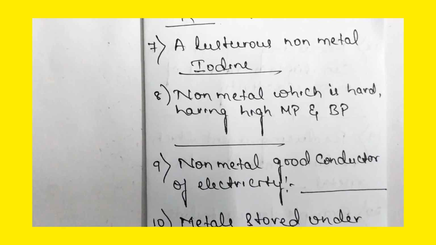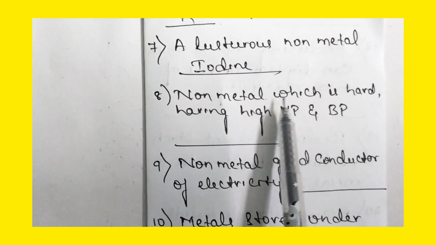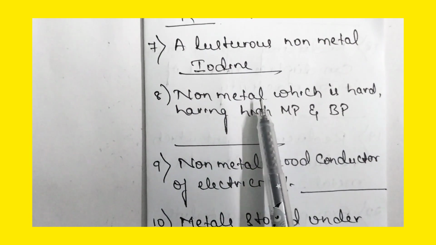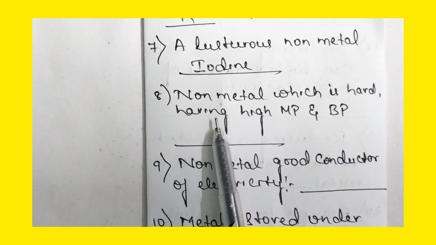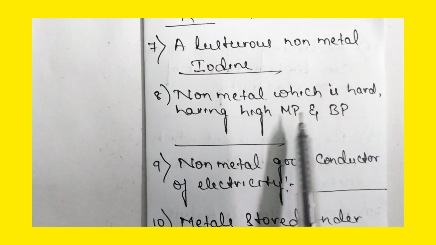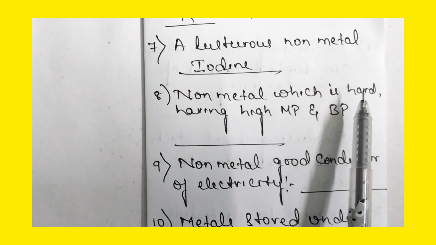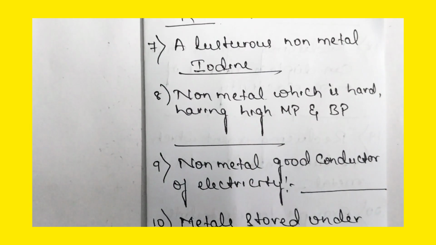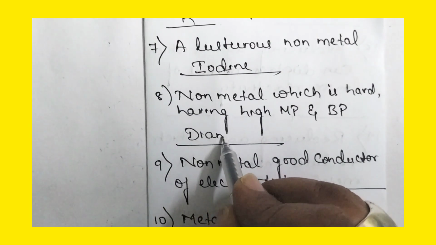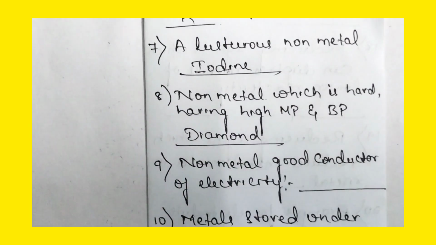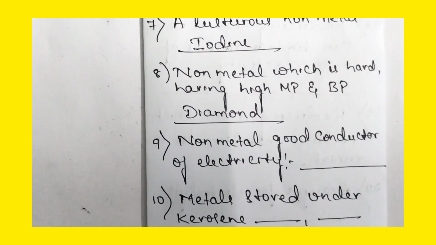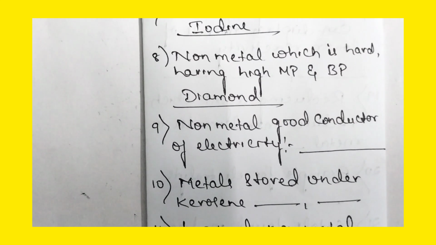Then coming to the eighth one, it is a non-metal which is hard. Usually we know that the non-metals are soft, but this non-metal is very hard and has high MP and BP. But usually non-metals will have low MP and BP. A non-metal which is hard and has high MP and BP, that is diamond. Diamond is the hardest rock, and it has high MP and BP.